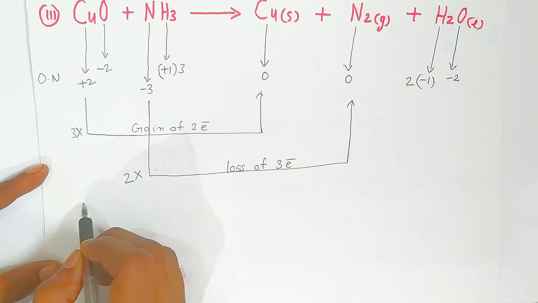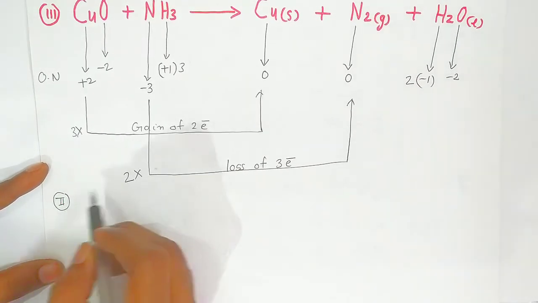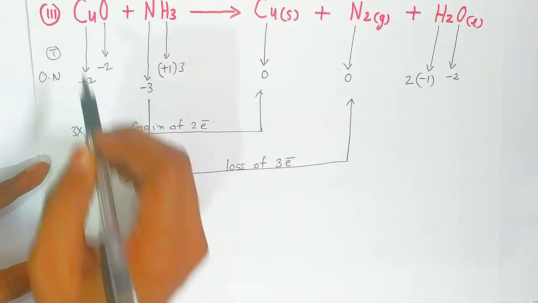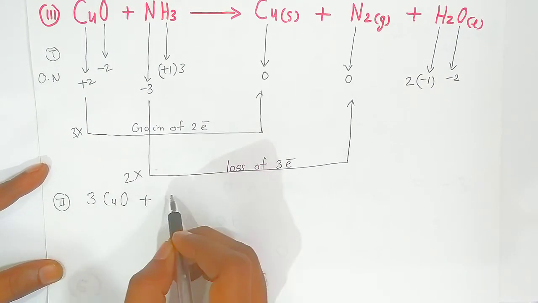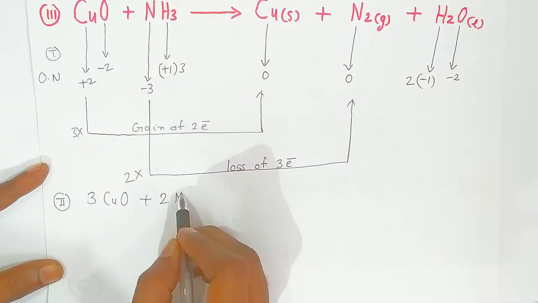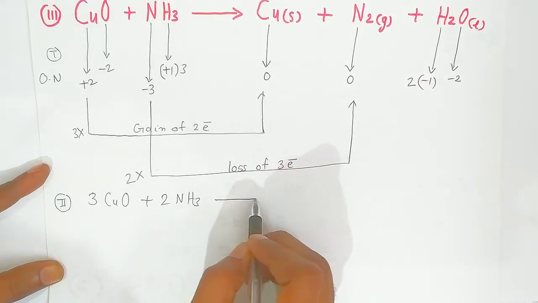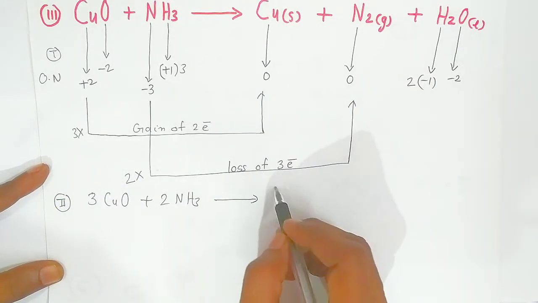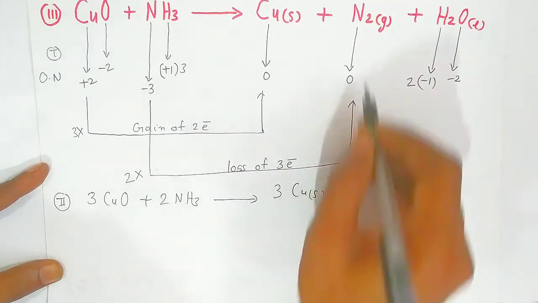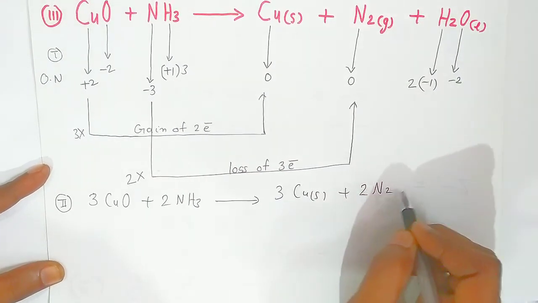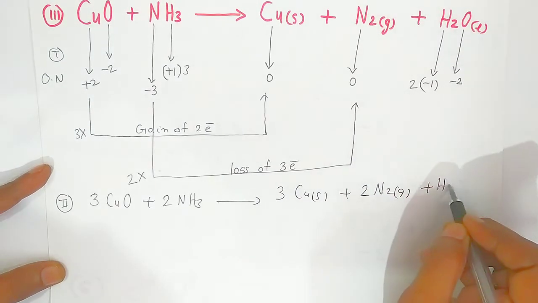Now the new equation will be, students, now the second step will come. This is the first step, students. In the second step you will get 3 times copper oxide reacts with 2 times NH3 gives you, now you are multiplying, 3 times copper solid and 2 times, you are multiplying this side also, 2 times nitrogen gas, and the water molecule will be like this.